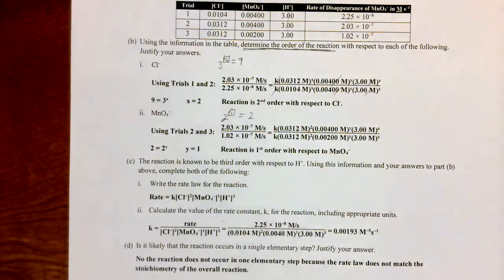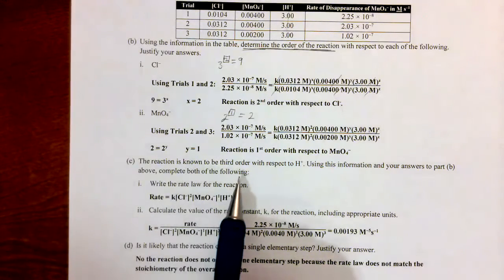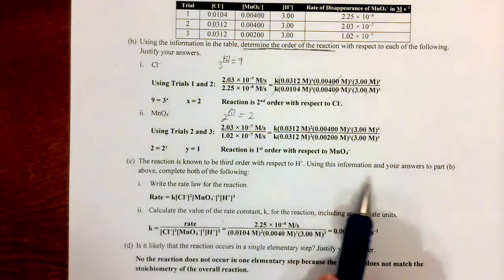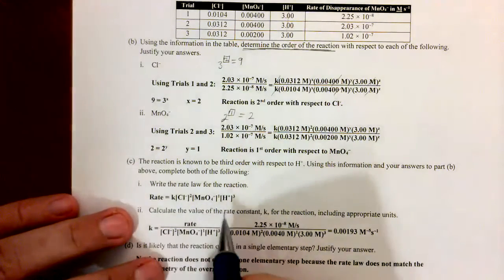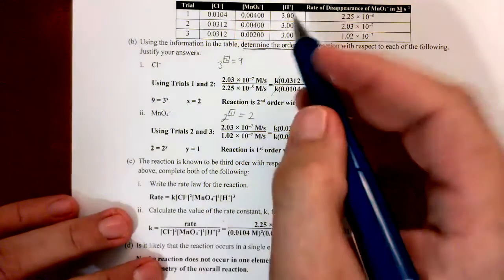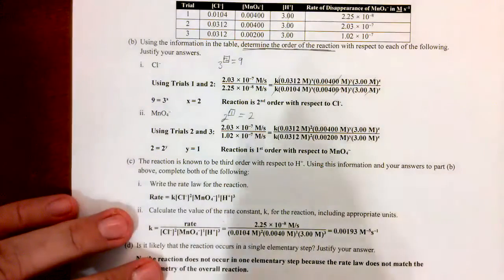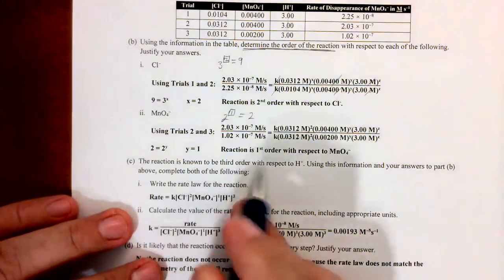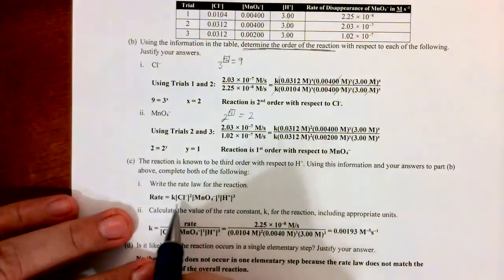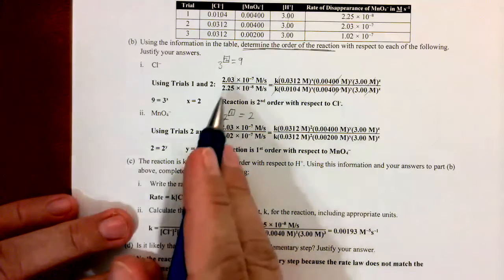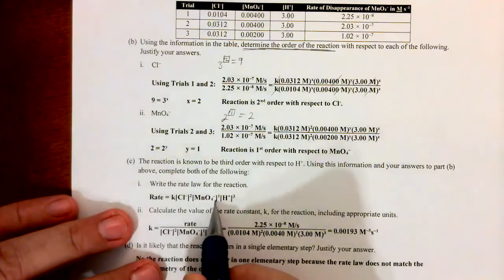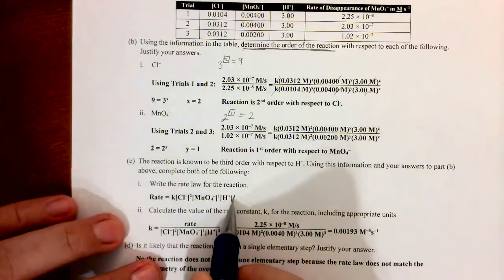Then comes one of those things that I have trouble doing. It's called read all the directions. The reaction is known to be third order with respect to H. Using this information and your answers, write out the rate law. And when I was doing this in tutoring, I forgot the H for a moment because I was so able to disregard it before, I forgot it mattered. It is known to be third order. Read all the words, kids. So rate will be K times Cl minus to the power discovered, MnO4 minus to the power discovered, and they told you H plus is third order, the exponent is 3.